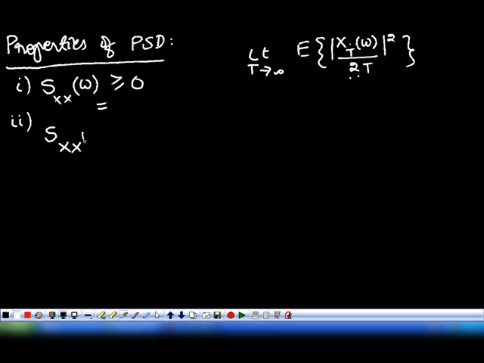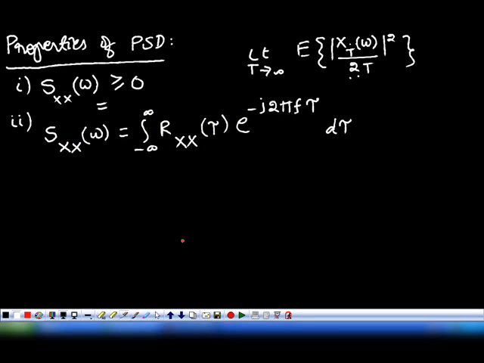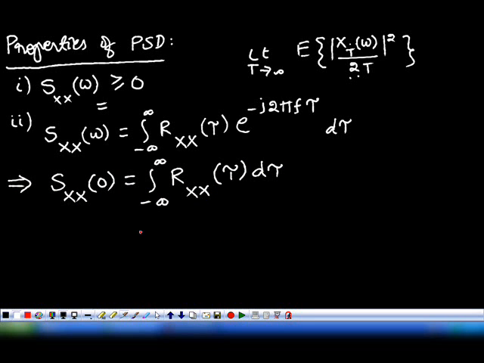And we already know that this is equivalent to Rxx. Is it right? This implies, so this is another important property. What does this indicate? The power spectral density at omega equivalent to 0 is equivalent to the area under the autocorrelation function. So the area under the autocorrelation function is equivalent to the power spectral density at omega equivalent to 0.